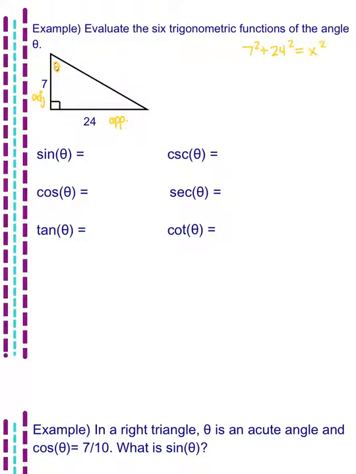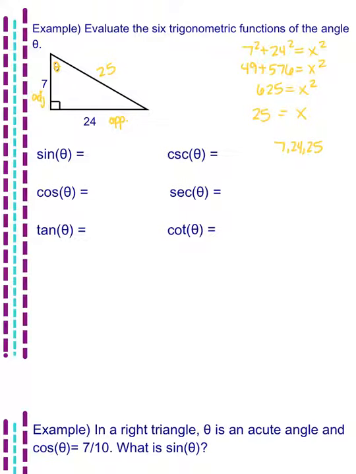Well, 7 squared is 49. 24 squared is 576. When I add them together, I get 625. That feels like it's going to be perfect. So let's go ahead and take the square root of 625. And I get 25. So here I have another Pythagorean triple, where I have 3 side lengths that are integers.